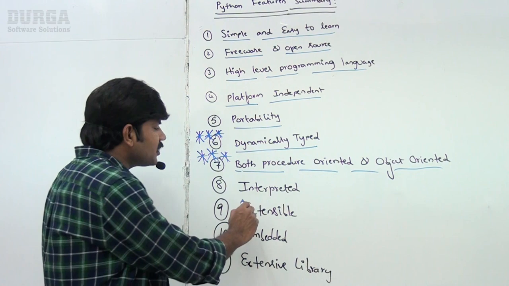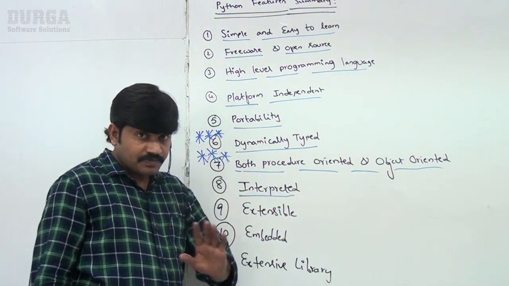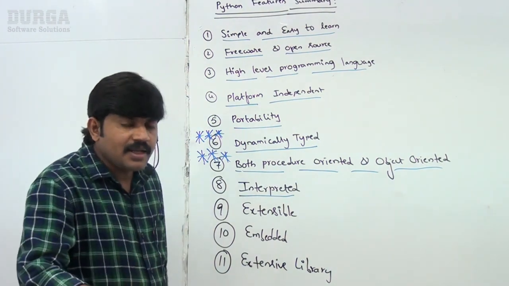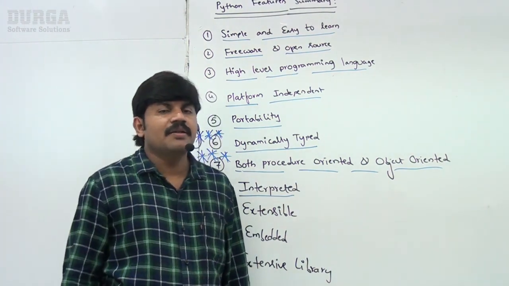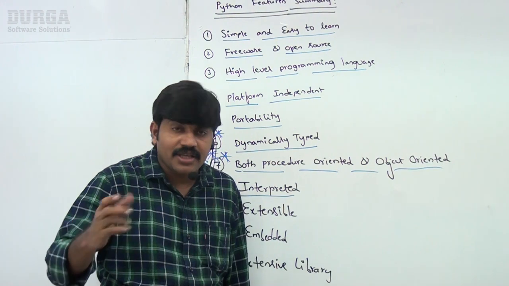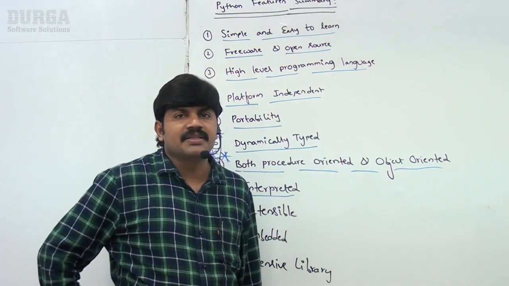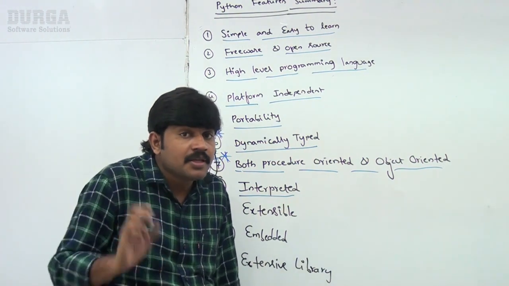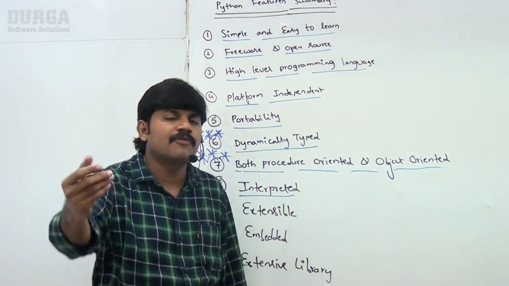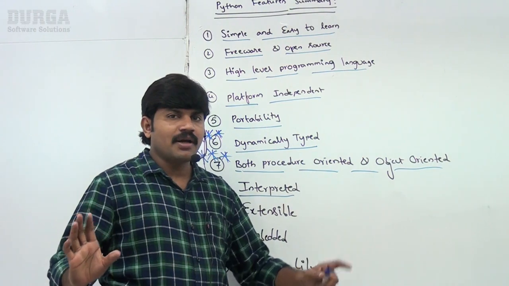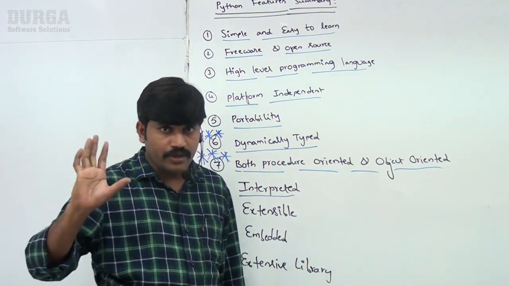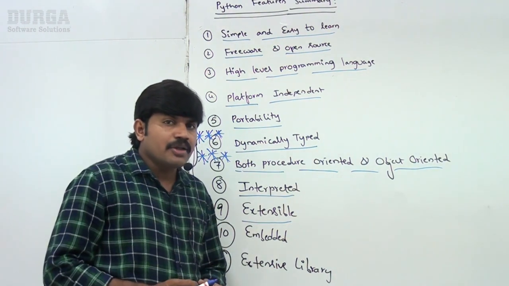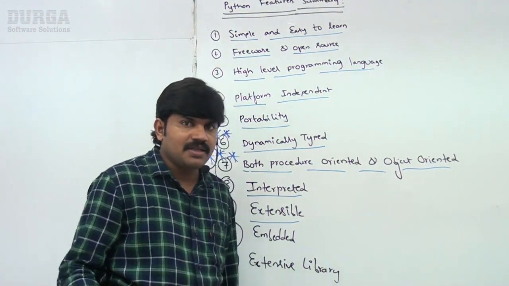Python-specific. Next, Python is interpreted. We are not required to compile. Internally, the Python interpreter is going to take care of compilation, syntax checking, all those things, sir. We are not required to compile. The Python interpreter is a part of the Python virtual machine. Of course, it takes care internally. We just have to execute the Python code. Next, extensible means you can use other language applications in Python.